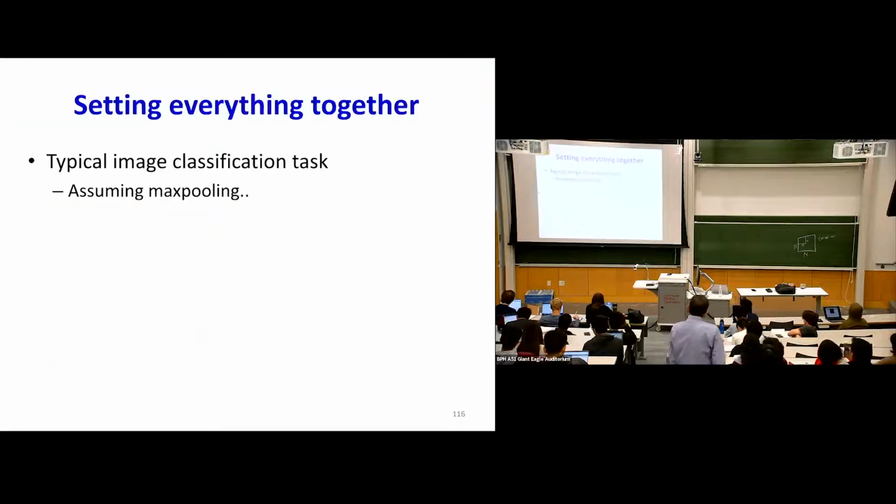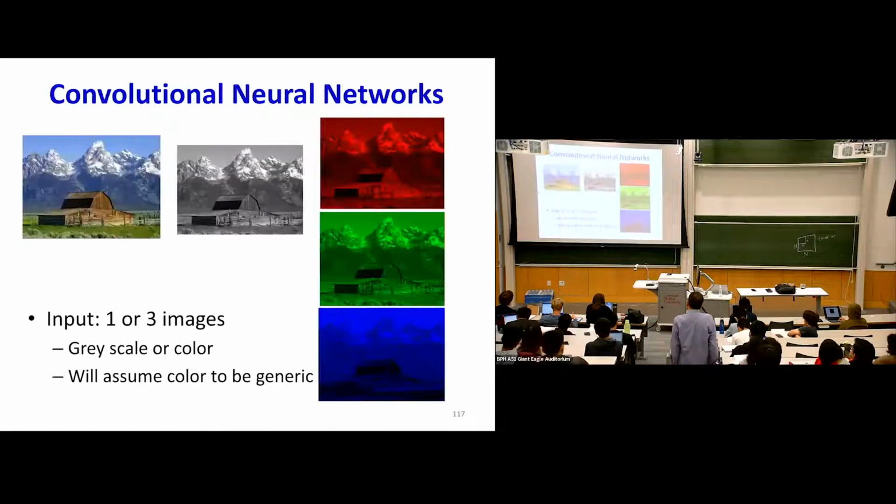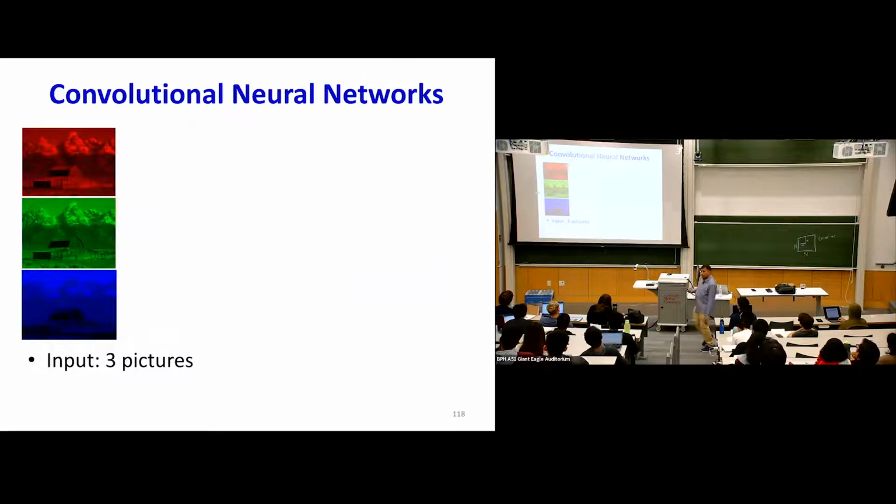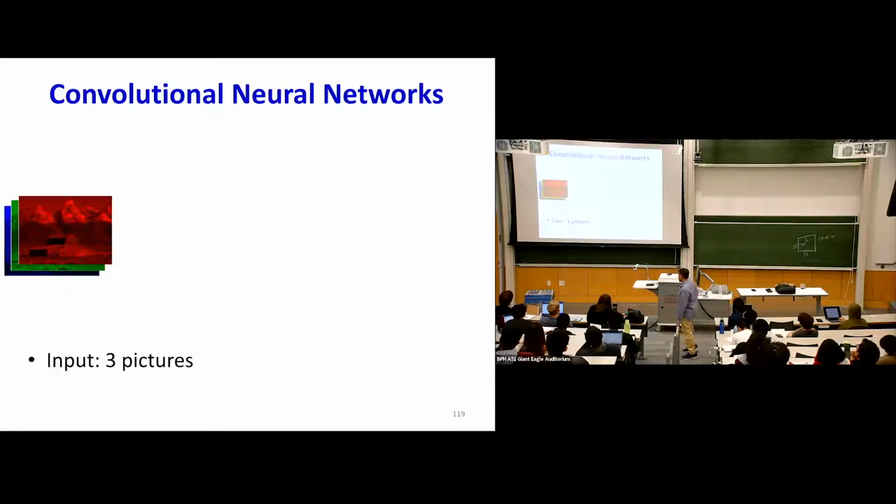So you get it. So let's put all of these things together for a typical image classification task. I'm going to be assuming max pooling, right? If you wanted to train an image classifier, you typically get either grayscale or color images. I'm going to assume color. So the image would actually have a red, a green, and a blue. So the input is actually 3 pictures, which I can stack together into a cube as before.